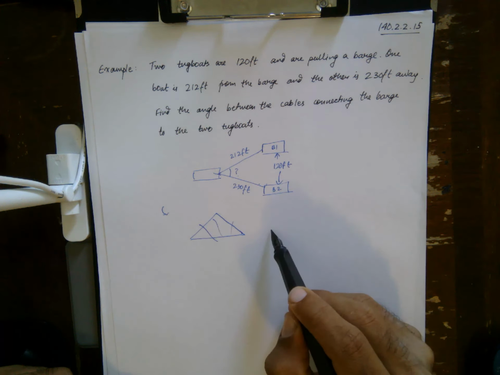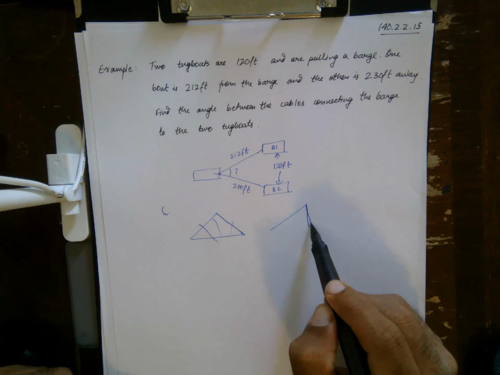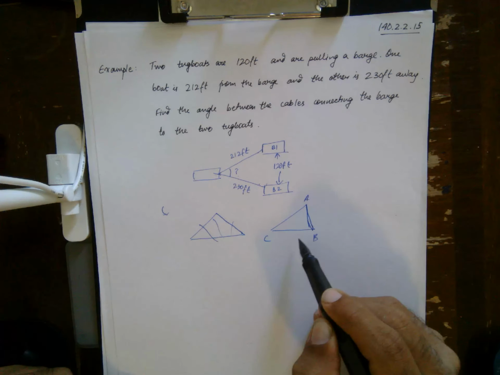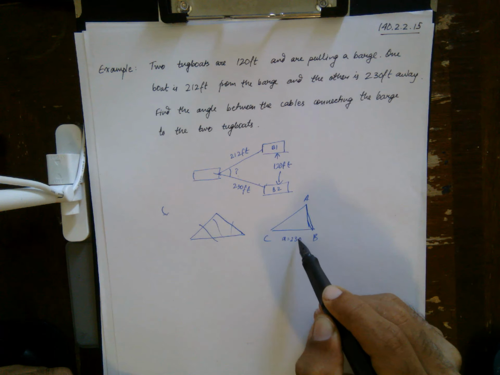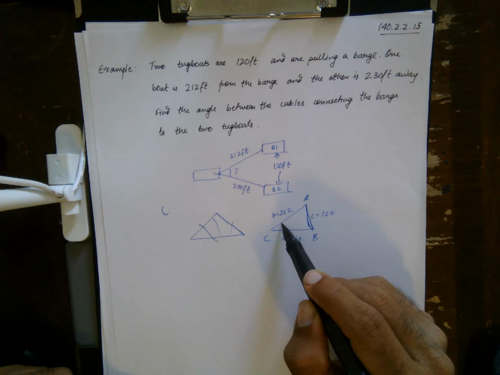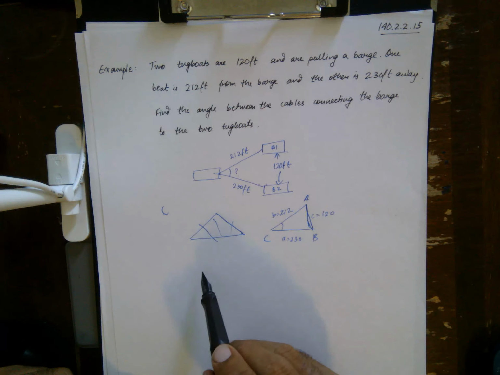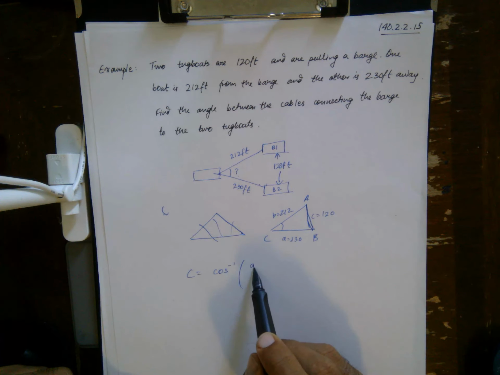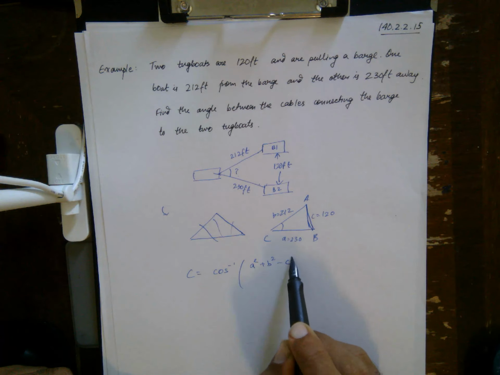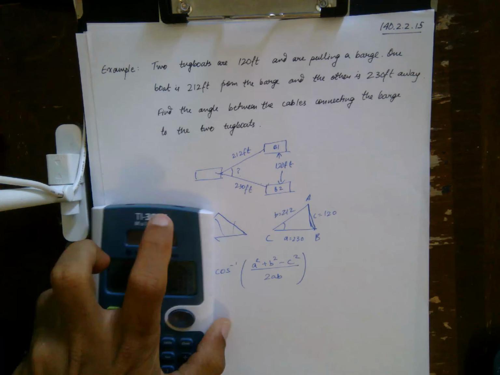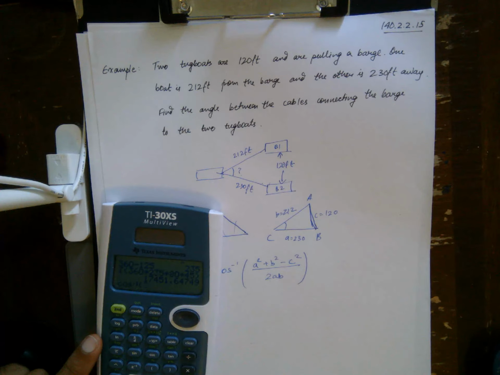Perhaps to avoid confusion, I'm going to keep this sort of configuration. A, B, C. A is 230, B is 212, C is 120. That's what we're trying to find. Now C, based on our cosine inverse formula, by symmetry is a squared plus b squared minus c squared over 2ab. Again, all that needs to be done is let's evaluate what's in here.